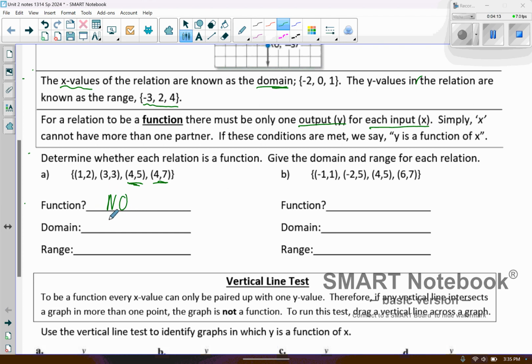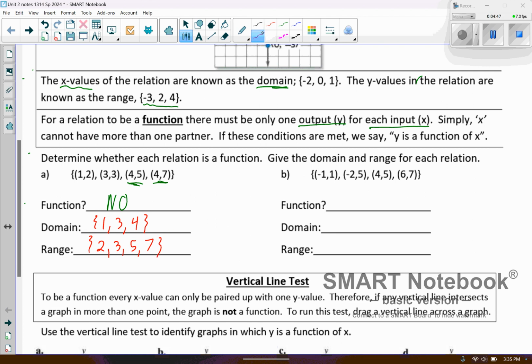So the domain would just be the x values. So let's see, that'd be a 1, a 3, and a 4. And then do not put 4 another time. I know 4 is there twice, but whenever you list it, you don't want to list it twice. If it shows up twice, you just list it once right there as part of your domain. Then the range is the y values. So let's see, what do we have here? We have a 2, a 3, a 5, and a 7. So that's my range.